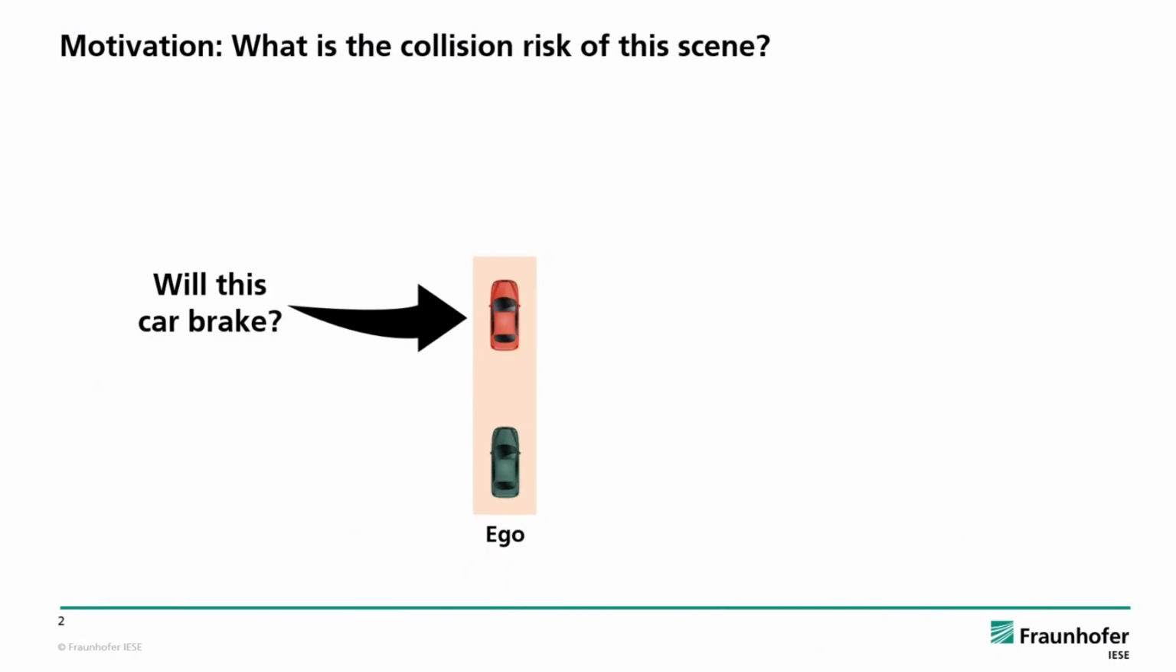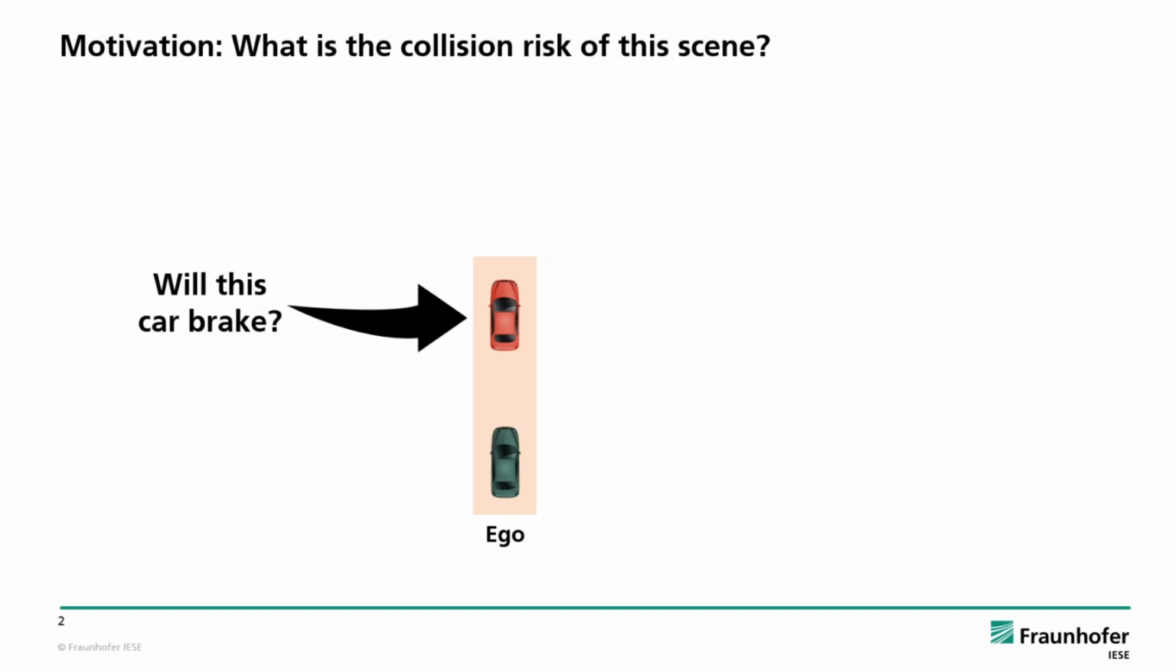So if we are putting ourselves into the situation that we are seeing on the slide, where we have an ego vehicle that aims at predicting what the red vehicle in front of this vehicle is possibly doing, then this boils down to the question, so with respect to the safety or collision risk here, will this car brake?